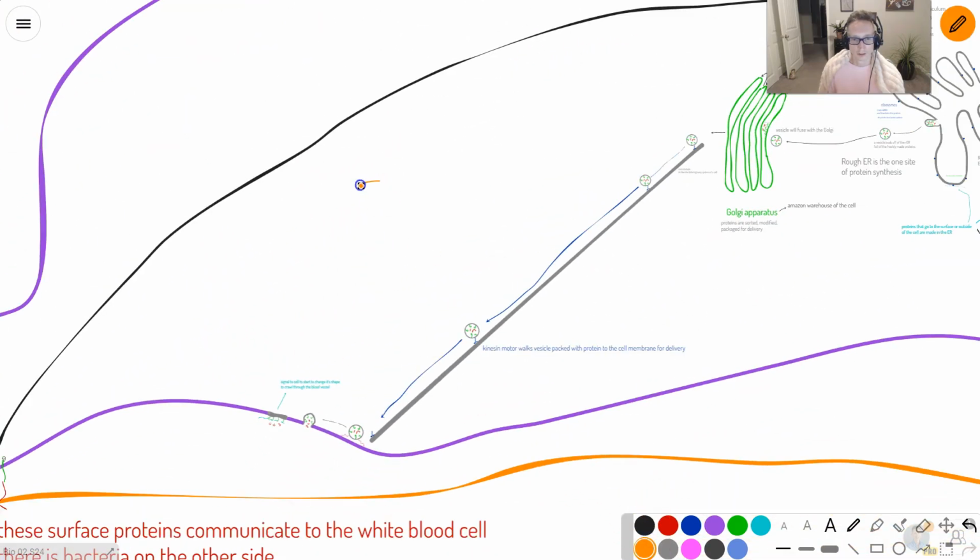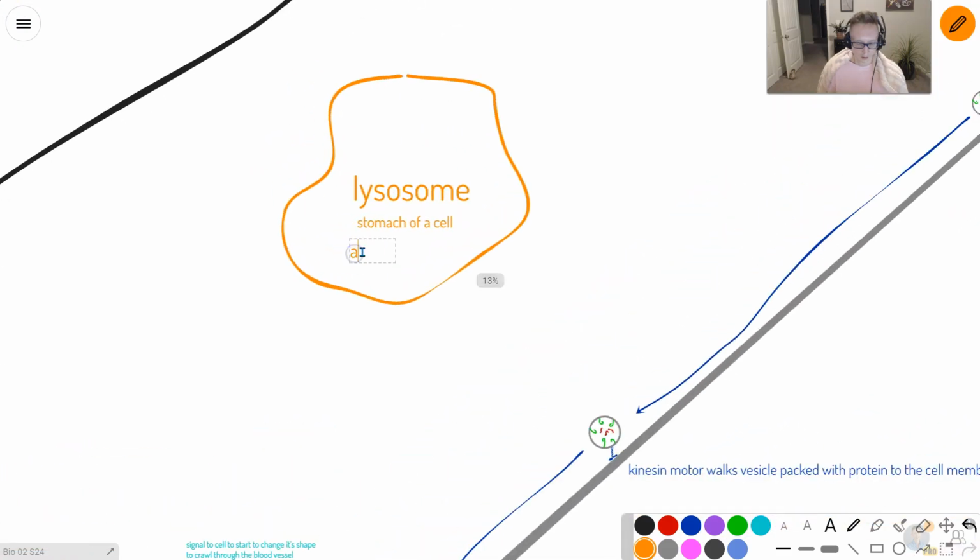There's something called a lysosome. And this is like the stomach. Stomach of a cell. It's got a low pH, just like our stomach. It's very acidic. It's got an acidic pH to digest stuff. So this is how the cell eats and reuses stuff.